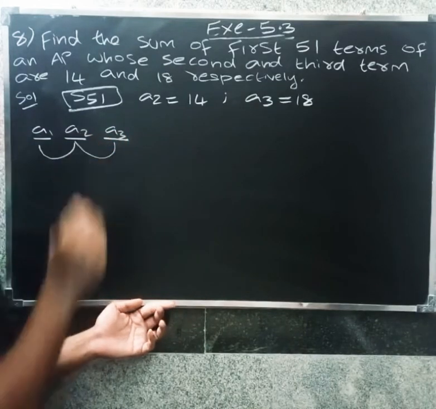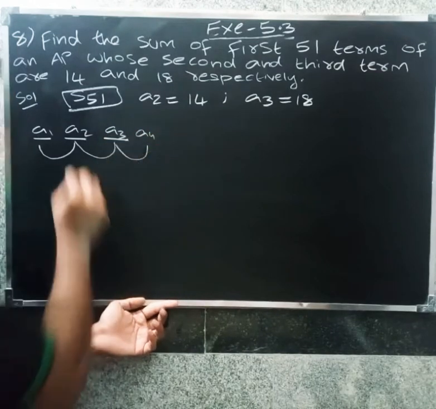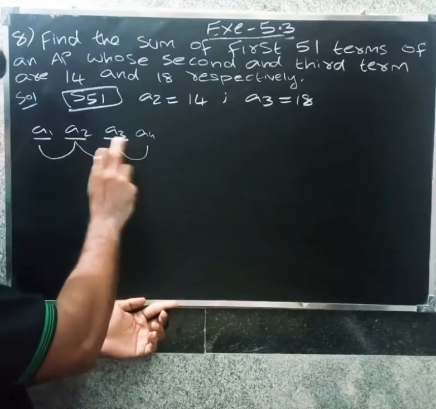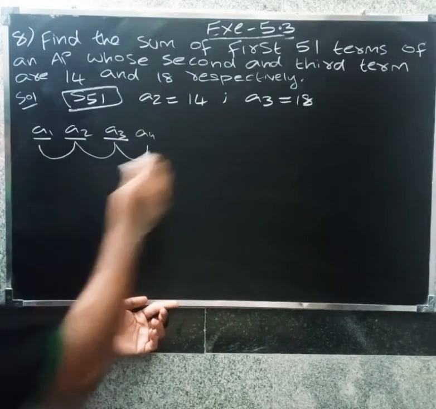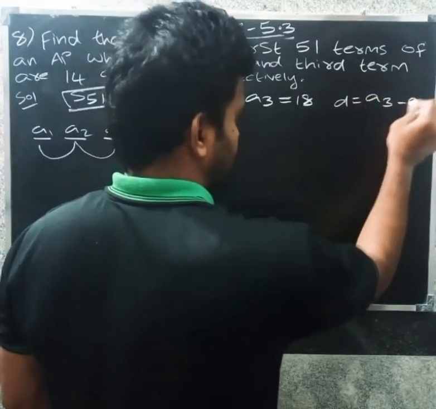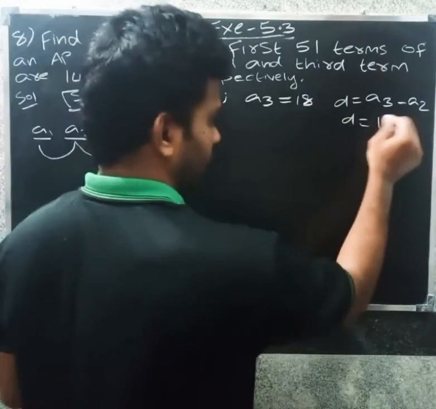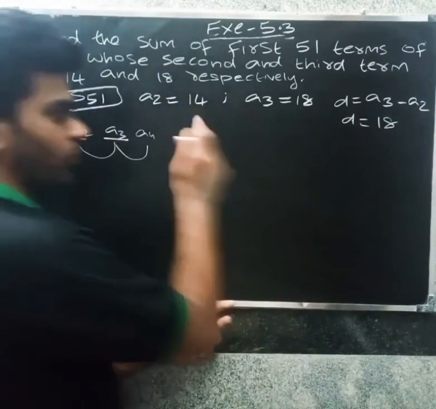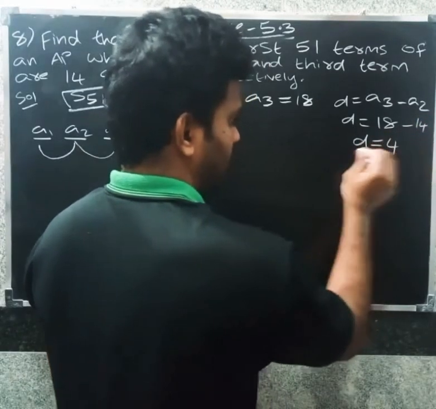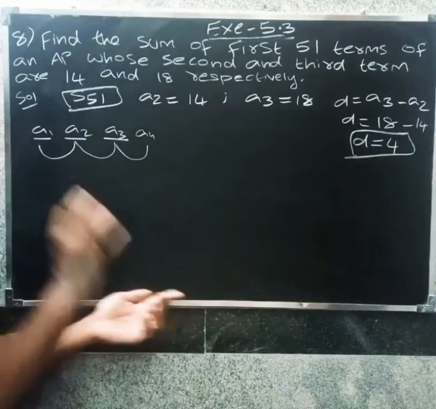So A2 minus A1 is the difference, A3 minus A2 is the difference, A4 minus A3 is the difference. Our difference equal to A3 minus A2. So d equal to the value of A3, 18, minus the value of A2, 14. So our difference is 4. Whichever term you subtract from the next, we get the common difference of the AP.